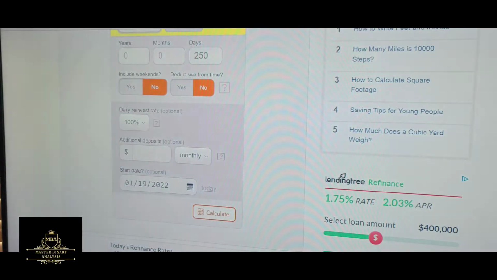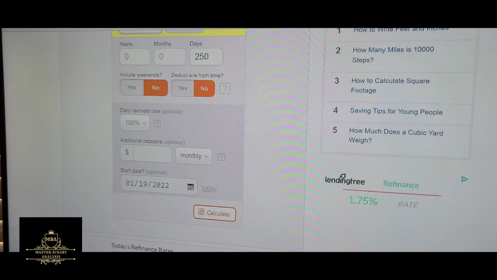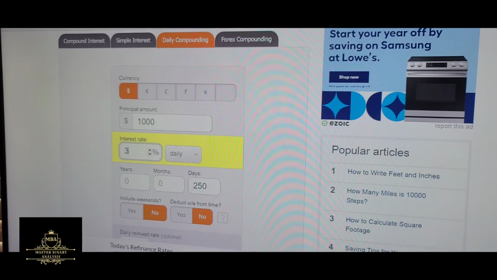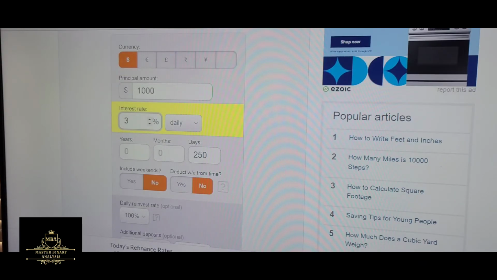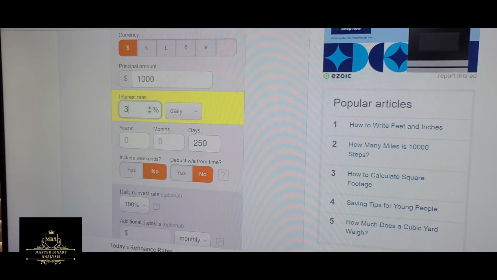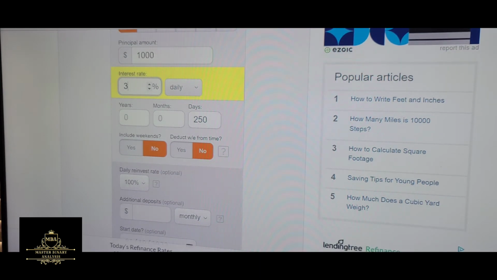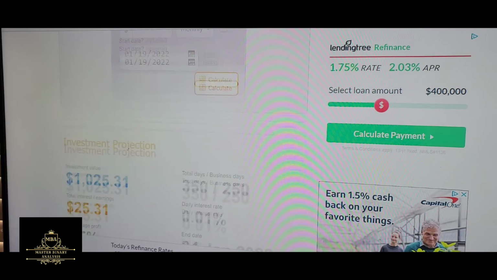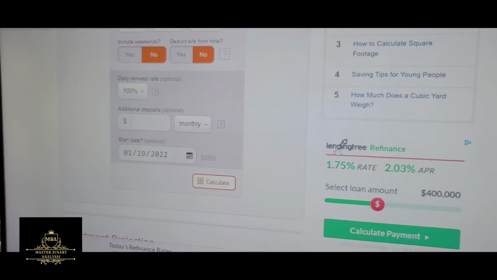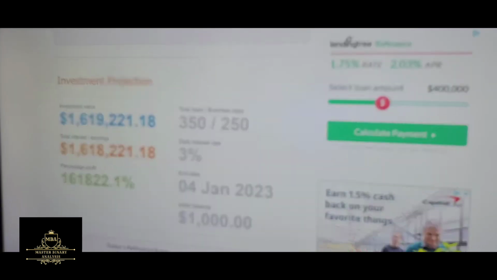So again, we're at 3% a day. That's pretty modest right there. And we're doing it for 250 days, 250 business days. All you need is a few good trades, a few good setups every day, and we'll calculate it. Look at what it does.